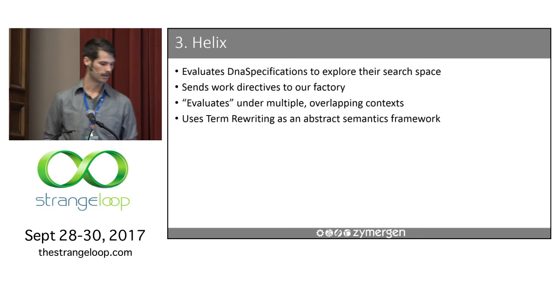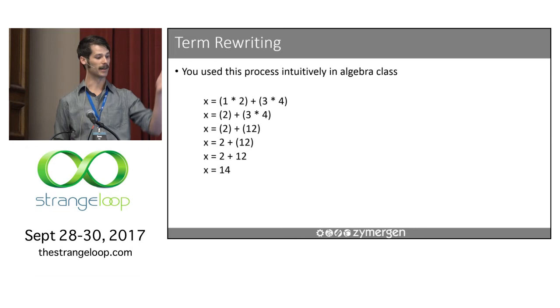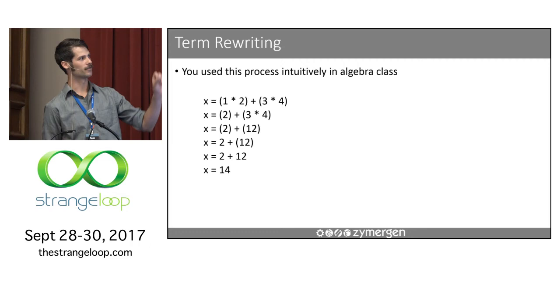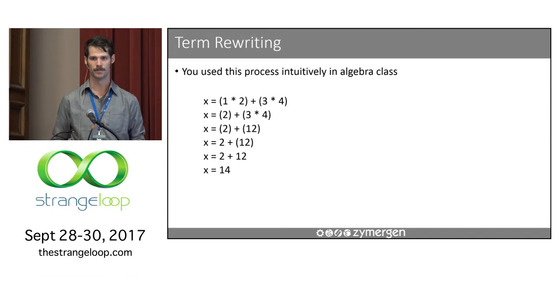Just a quick review on term rewriting. It's pretty intuitive. You probably use it all the time without really thinking about it. You learned it in algebra class with maybe an expression like x equals 1 times 2 plus 3 times 4. We can search for terms within that greater term and rewrite them as simpler terms. So for instance, if we look at 1 times 2, well, we can change that into just 2. As we progressively go through this term, rewriting it, eventually we end up with x equals 14, which is equivalent to the original expression, but much simpler to work with.